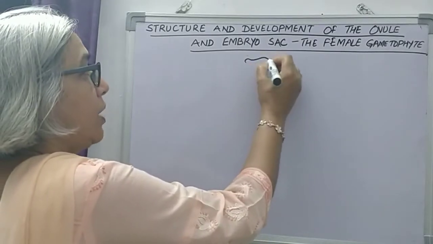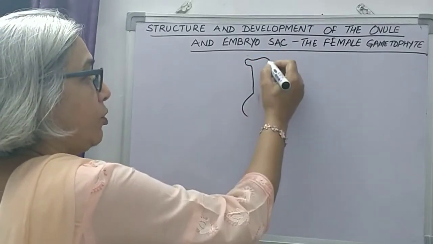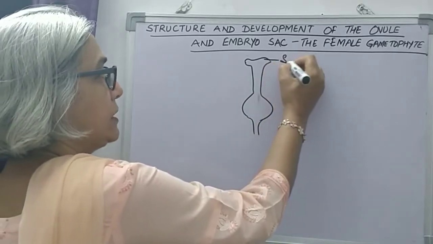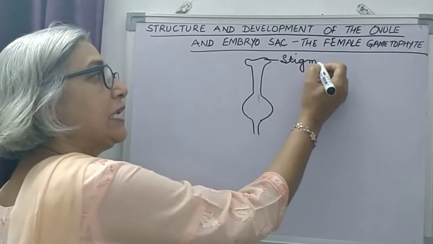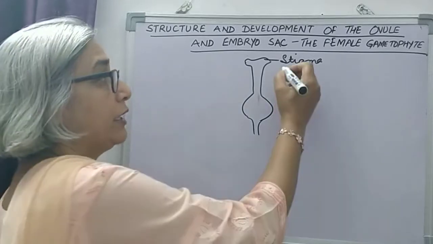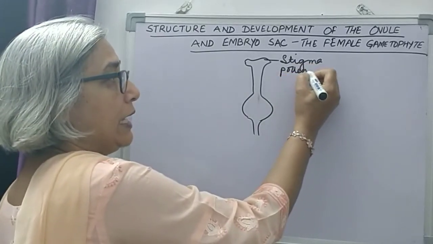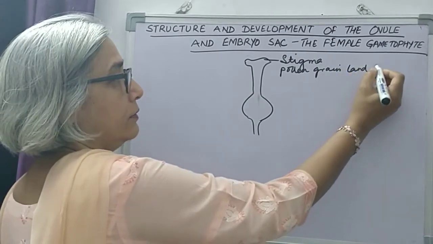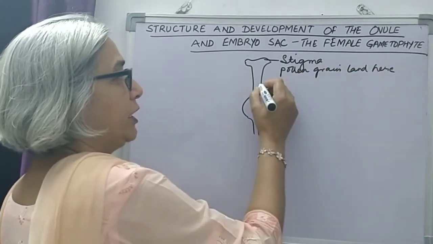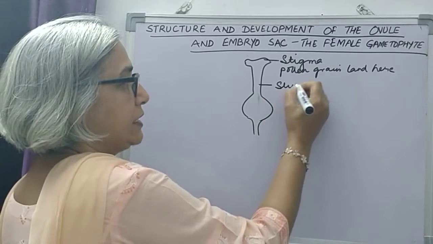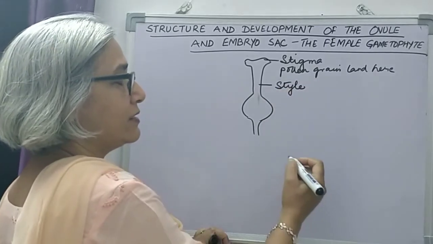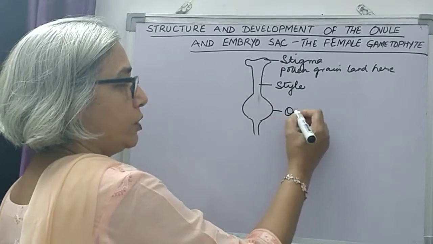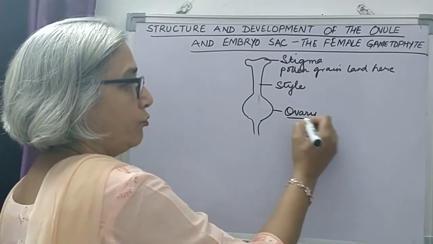Each carpel or pistil is made up of a flat expanded portion called the stigma. This is the landing place for the pollen grains. The pollen grains land here at the time of pollination. Then we have the slender style that connects the stigma to the ovary, and a swollen basal ovary.